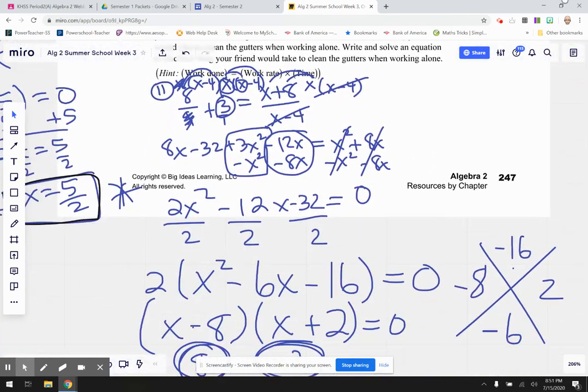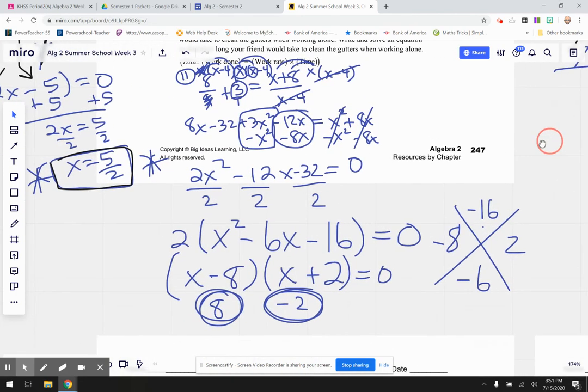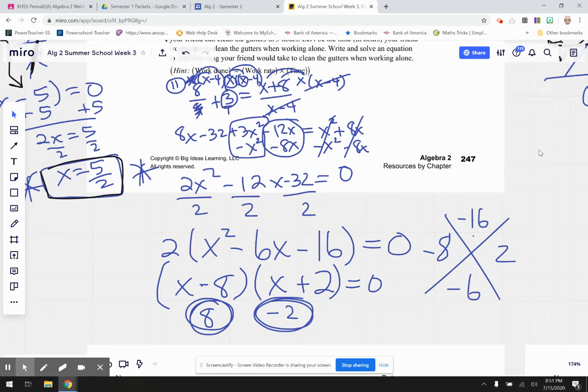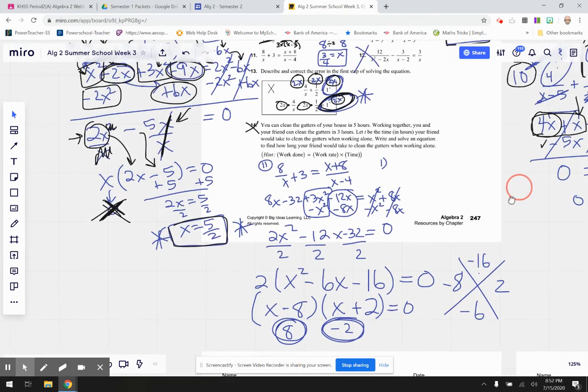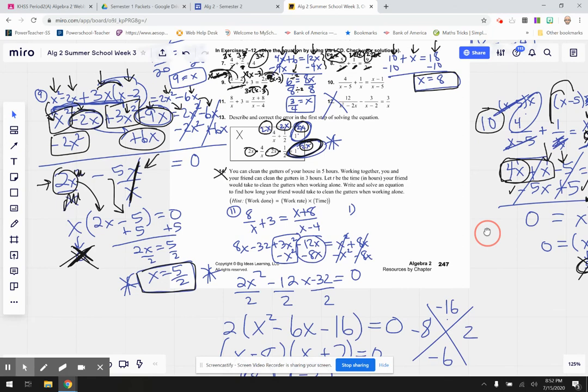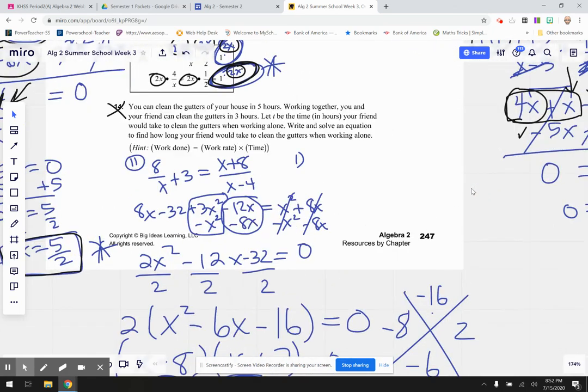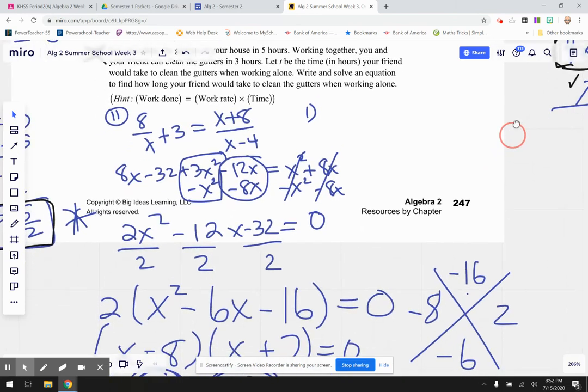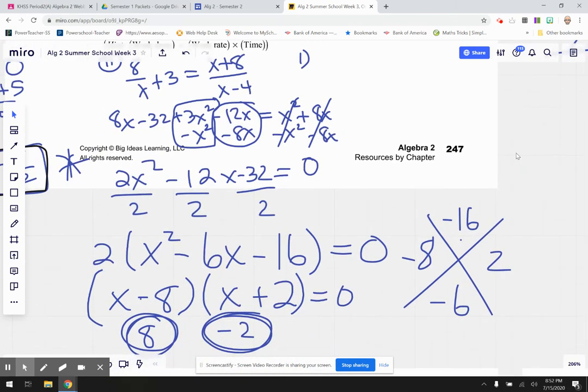Okay, so I rewrote it down here so you can see the whole thing. And let me get rid of all of this stuff again so you can see me cancel things out. Okay, so it's 8 over x plus 3, x plus 8 over x minus 4. Okay, that works.